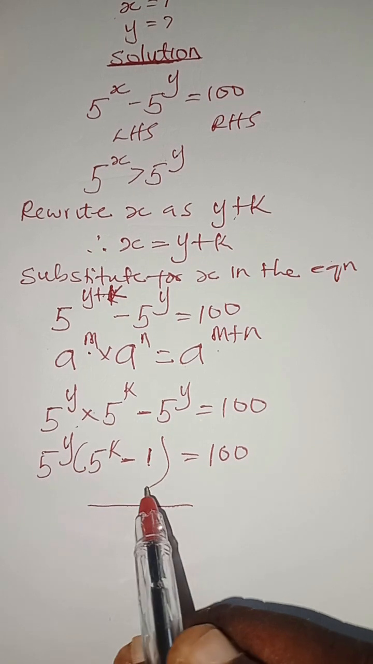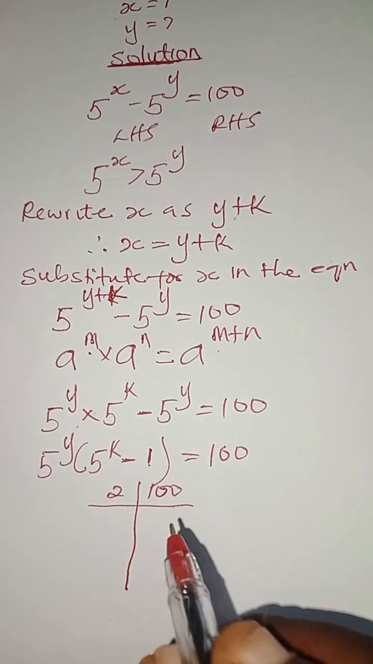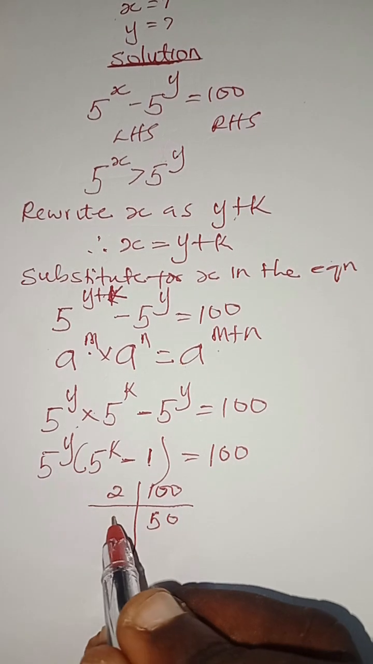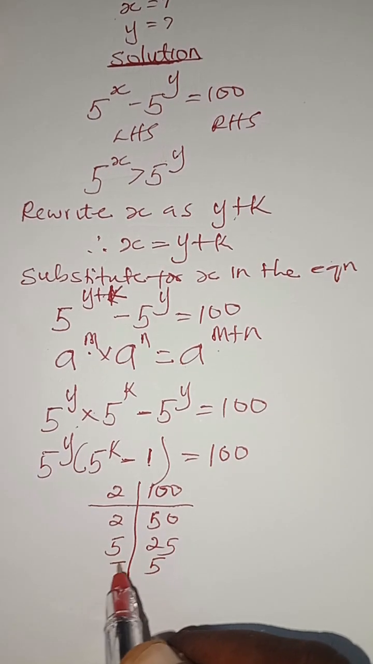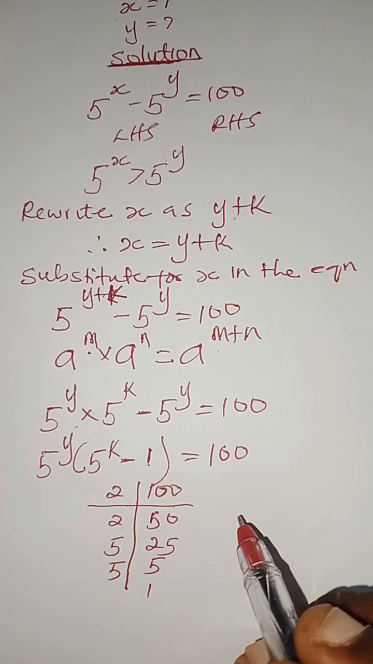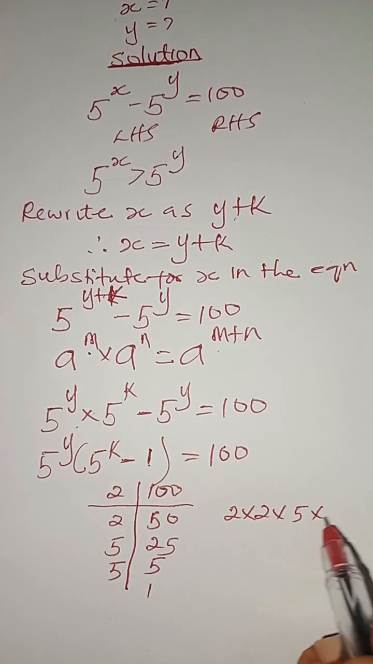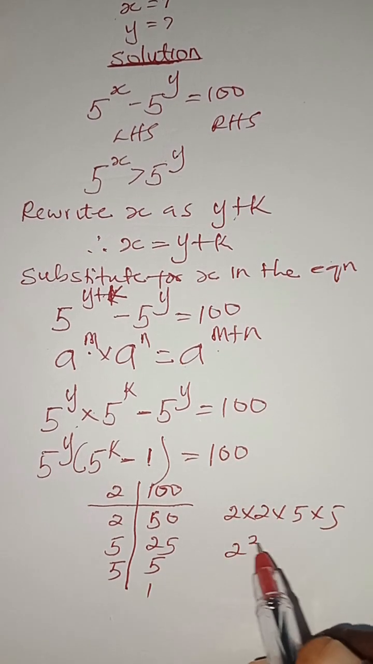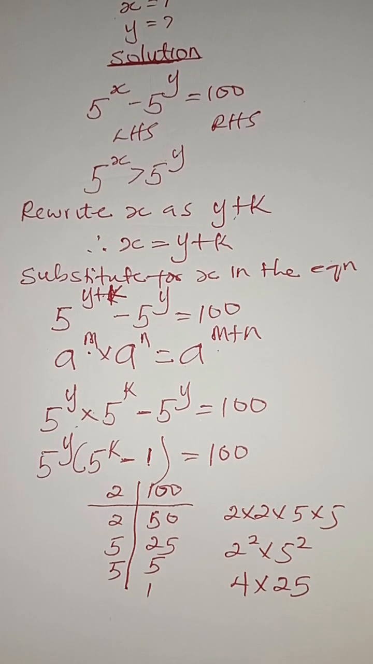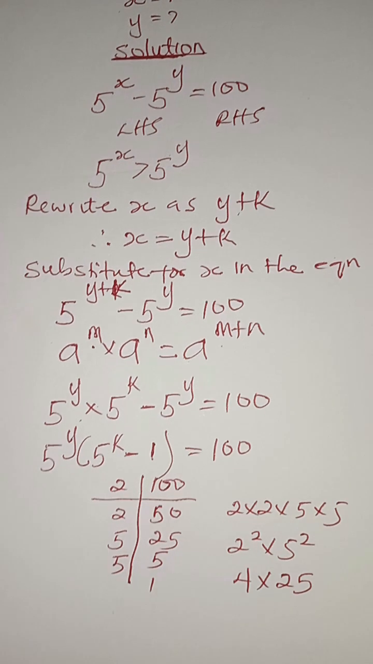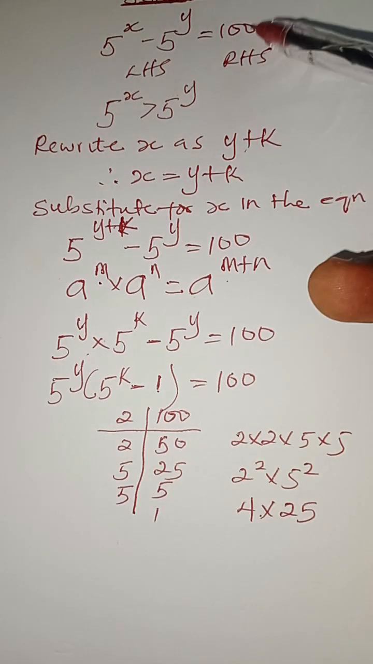So can you obtain the prime factor of 100, which is this? 50, 25, 5, 5 and 5. That's 1. So you can as well write the prime factors are now this: 2 raised to the power of 2 multiplied by 5 raised to the power of 2, 4 multiplied by 25. This is simple. Can we continue? Please don't scroll. Now, plug in this to your equation here.